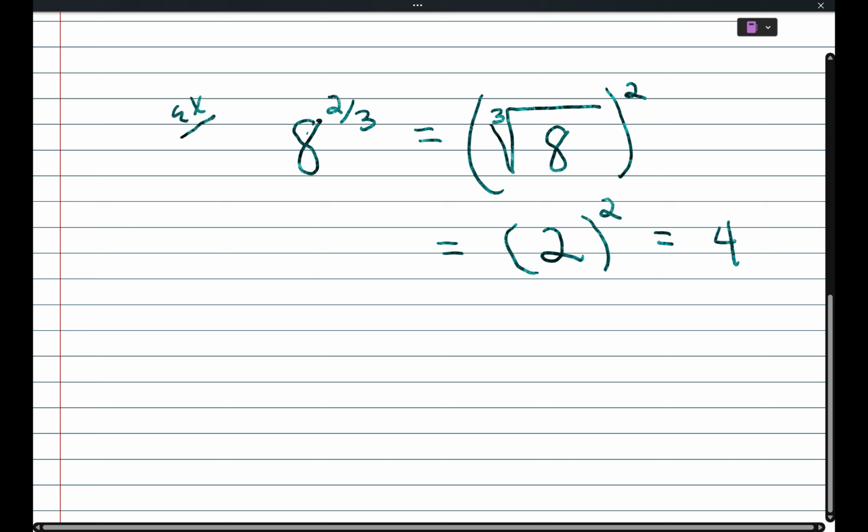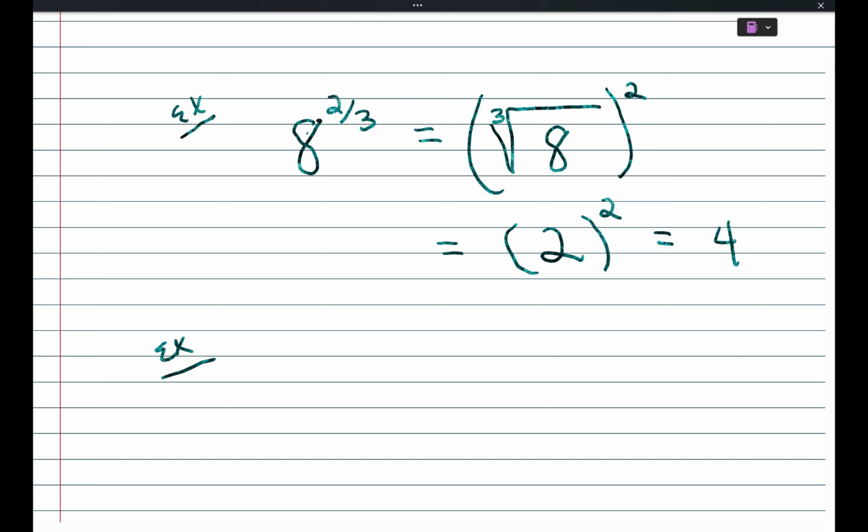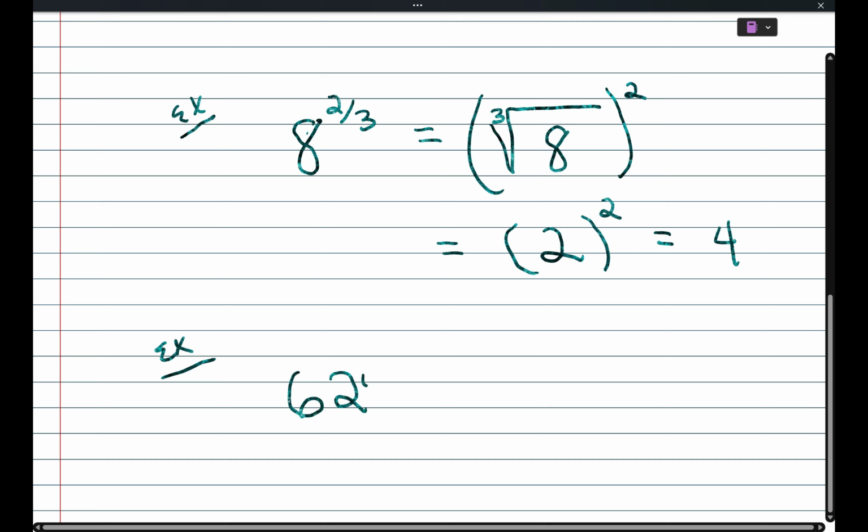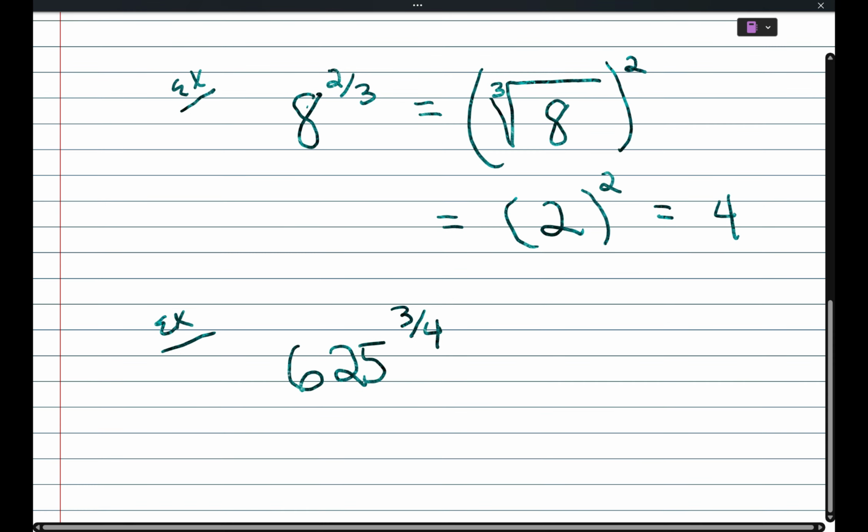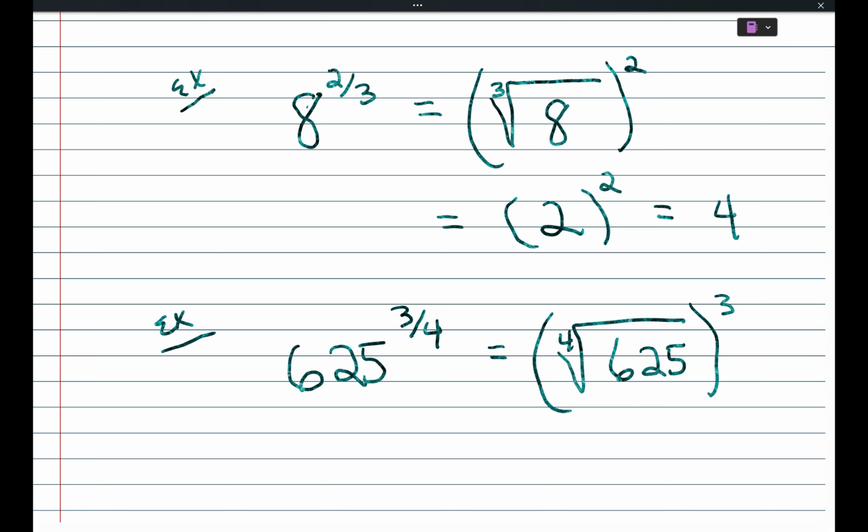All right. And then let's go a little bit further and try another one. So this one will be 625 raised to the 3/4 power. So what can we do here? We can rewrite it as a radical. 625, the 4 goes in the index, and the 3 is what we're raising it to.